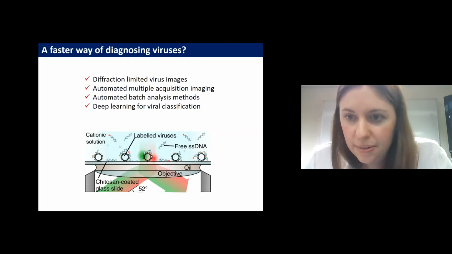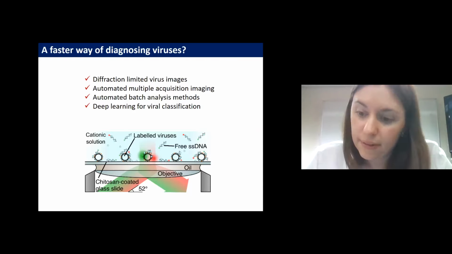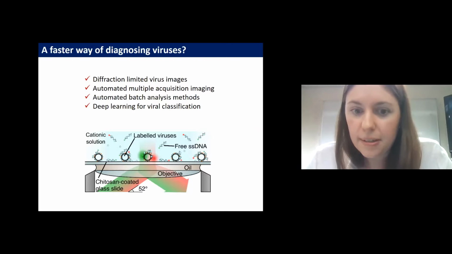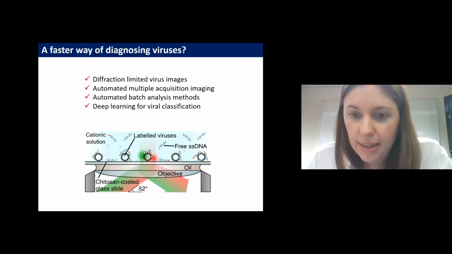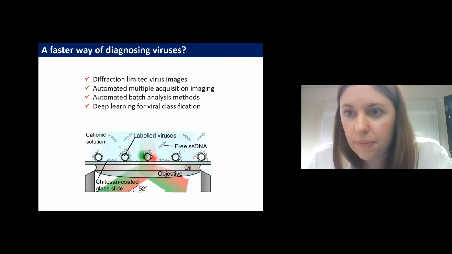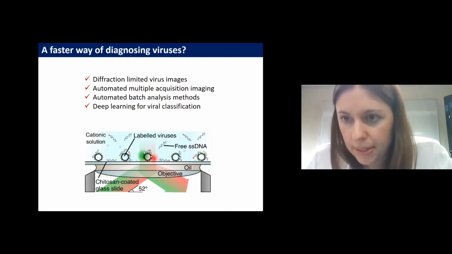Just to mention also, we use, again, the dual color labeling. We use a mixture of DNAs that are labeled with both a red fluorophore and a green fluorophore to make sure that virus particles are labeled with both colors. And then we can distinguish them from just free DNA, which would only be a single color.